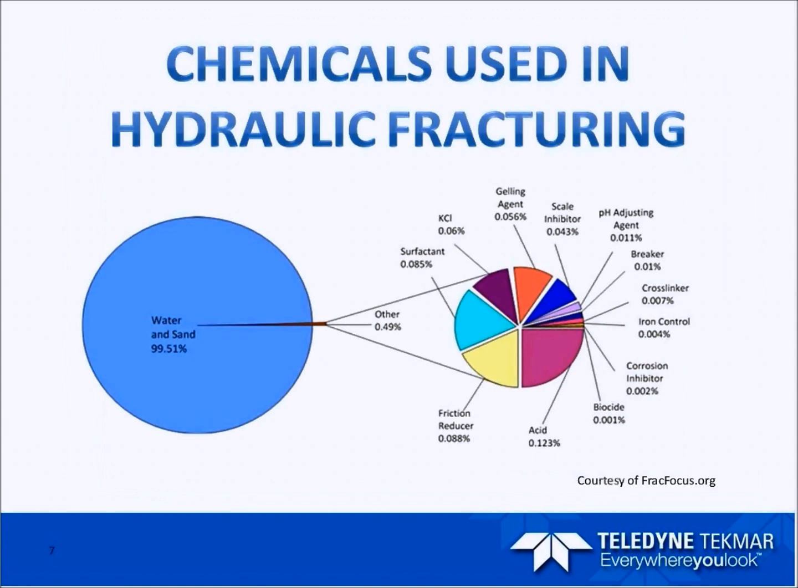Here's a slide. I don't really want to spend too much detail on this. This is just an overview of the chemicals that are used when they inject. When it's chemically treated water, these are the chemicals you're dealing with. The majority, 99.5%, is water and sand. So mostly water and sand to push the fractures apart.